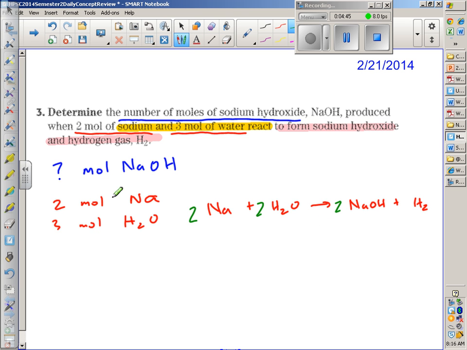Okay, so if we look at the coefficients, right, the ratio between sodium and sodium hydroxide is 2 to 2, and the ratio between water and sodium hydroxide is 2 to 2, right? So we need just as much water as we do sodium to make this reaction go. Which one do we have more of? Water. So which one's going to run out first?